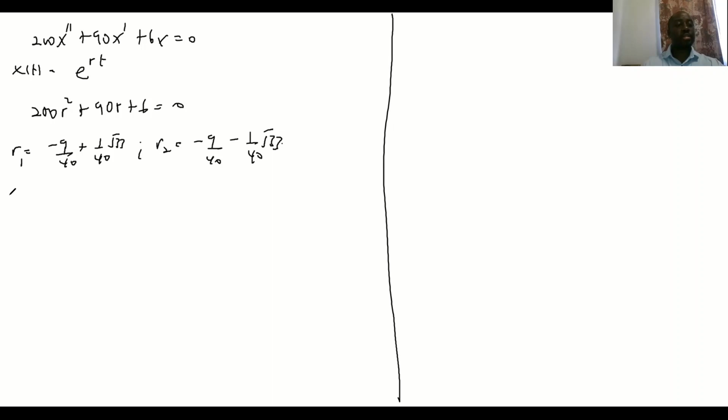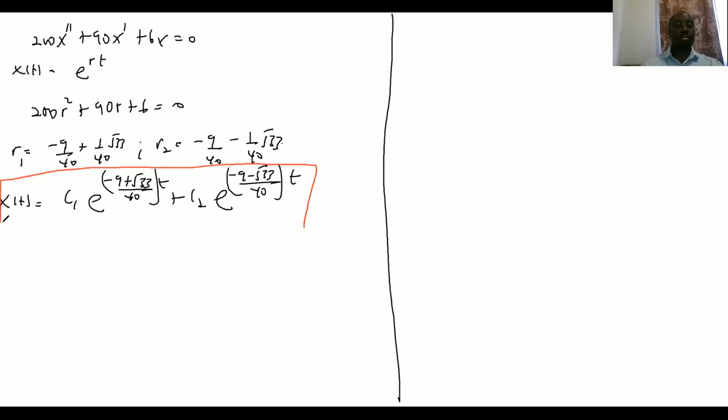And so this gives us x of t. This is C1 e to the minus 9 plus square root of 33 over 40 times t plus C2 e to the minus 9 minus square root of 33 over 40 times t. So that is my, this gives me the amount of salt in tank 1 at any point in time.